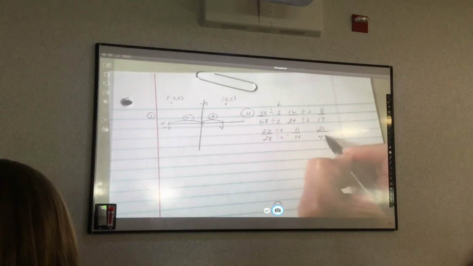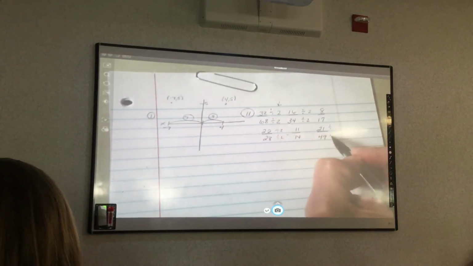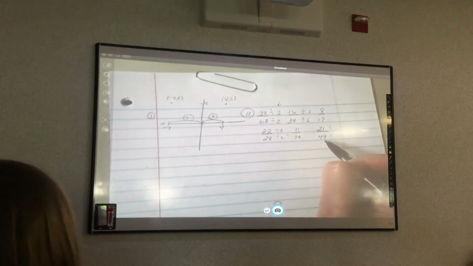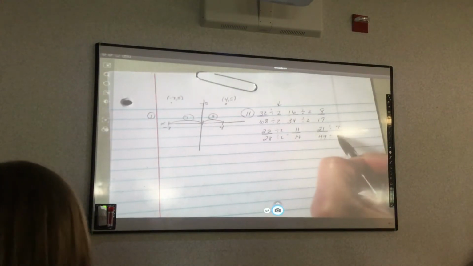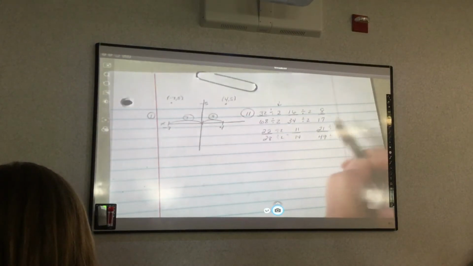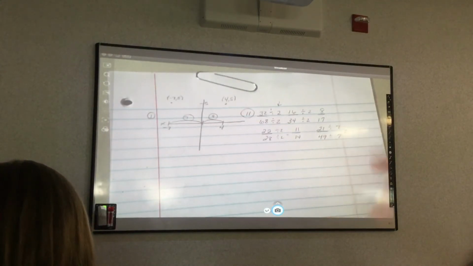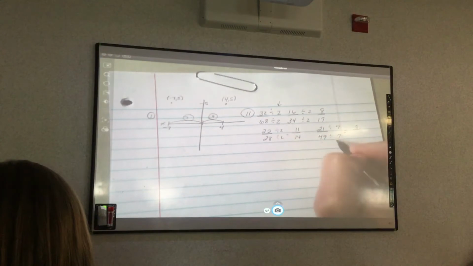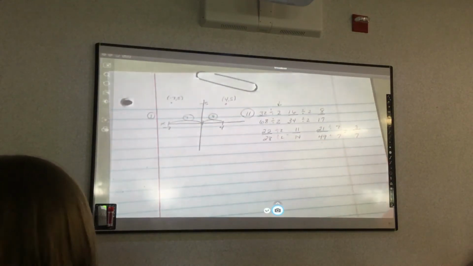21 over 49, what am I going to reduce by? 3. Can't do 3. Seven. 7, yeah. You're telling me the answer, I do that all the time. You get ahead of yourself. 21 divided by 7 is 3. 49 divided by 7 is 7. And they're both prime numbers, so we're done there.